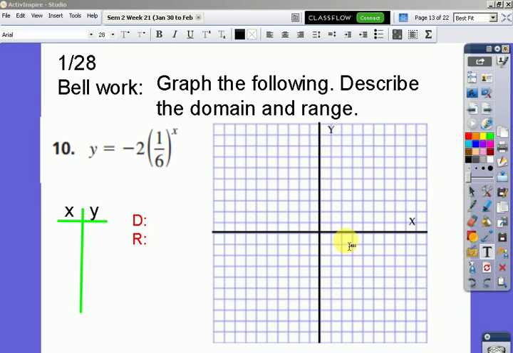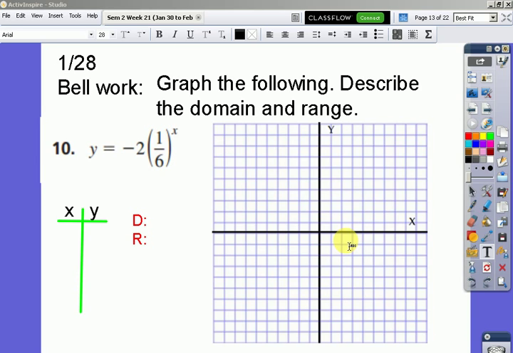Okay, so another graph of an exponential function. It says describe the domain and range. This one is a little difficult because of the 1/6, so we get some strange numbers. But it's easier than probably the one from yesterday because we don't have any sort of translations. We're not moving left or right at all, or up or down at all. So you should already know what your domain and range is going to be.